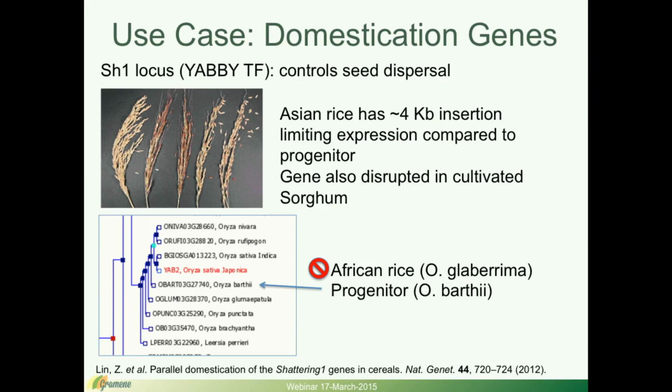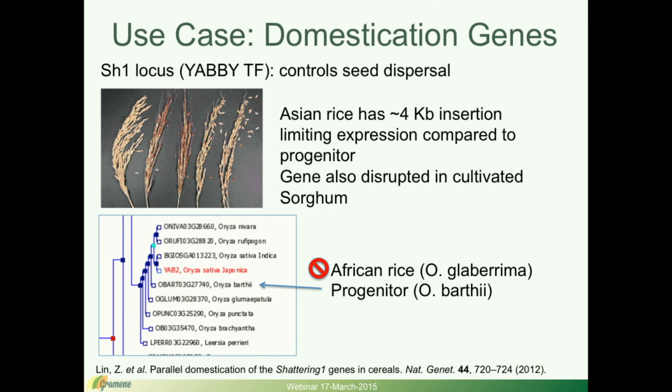Okay, so last time I described a use case on domestication genes, and I'm going to actually go back to this use case because it's a very interesting gene family. The SH1 locus is the shattering 1 locus, which controls seed dispersal in grasses. And this actually is a domestication gene.